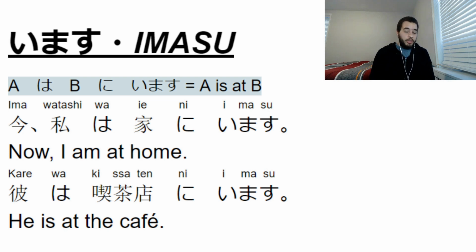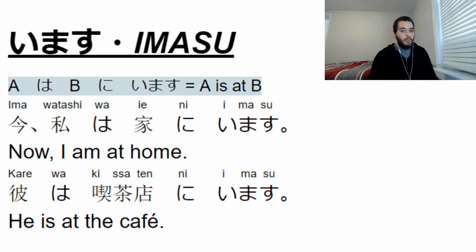Now it's going to start getting a little tricky. います we know means have, but it's also used to talk about where things are. More specifically, where living things are. That's going to be people or animals. The structure here is A は B にいます. A is at B. Let's take a look. 今、私は家にいます. Right now, I am home. 今, right now. 私, me, 家に, home at.